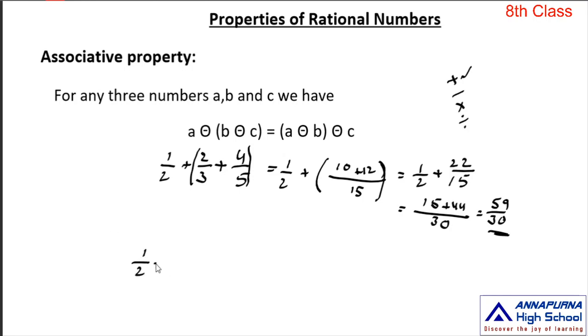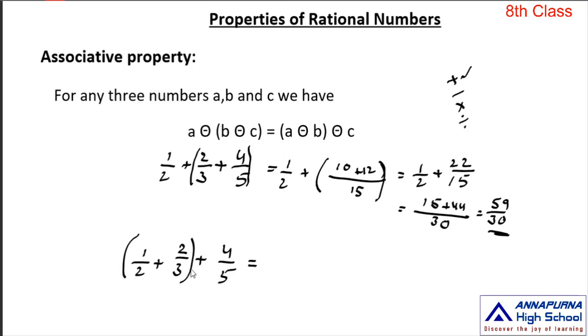For the same three rational numbers, I change the order. First I add these two, 1/2 plus 2/3, and add the third one to the result. That means here I am doing (A plus B) plus C. First I add A plus B, and according to the BODMAS rule also, first we add these two. Why? Because they are inside the bracket. As per the BODMAS rule, first we simplify the brackets, after that you do anything.